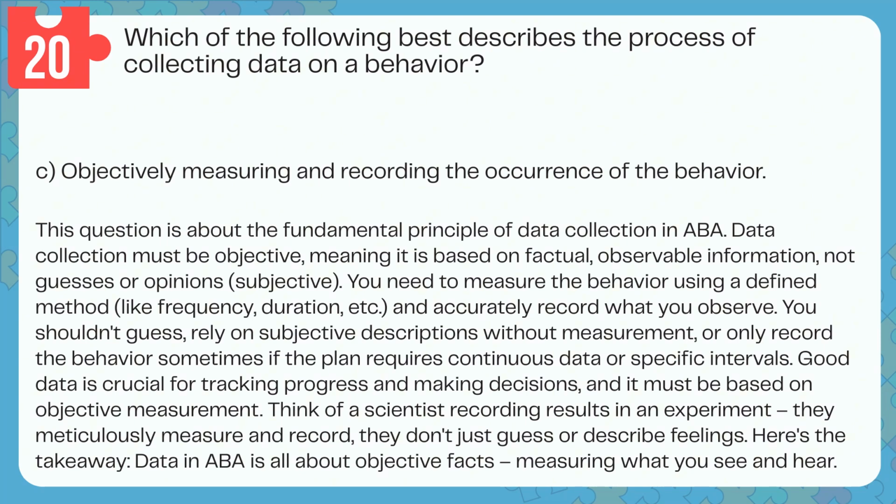Good data is crucial for tracking progress and making decisions, and it must be based on objective measurement. Think of a scientist recording results in an experiment. They meticulously measure and record. They don't just guess or describe feelings. Here's the takeaway. Data in ABA is all about objective facts, measuring what you see and hear.